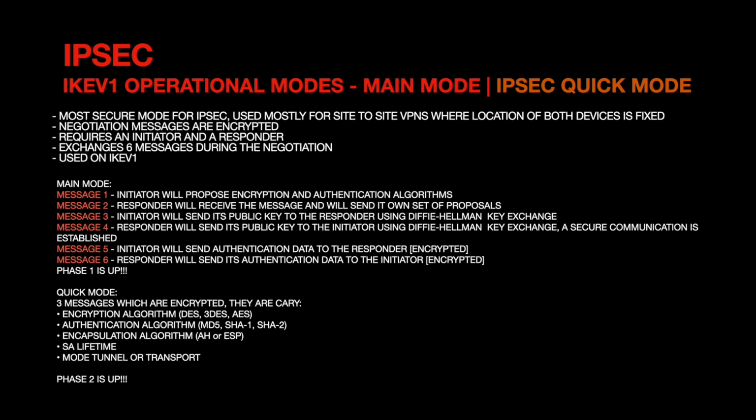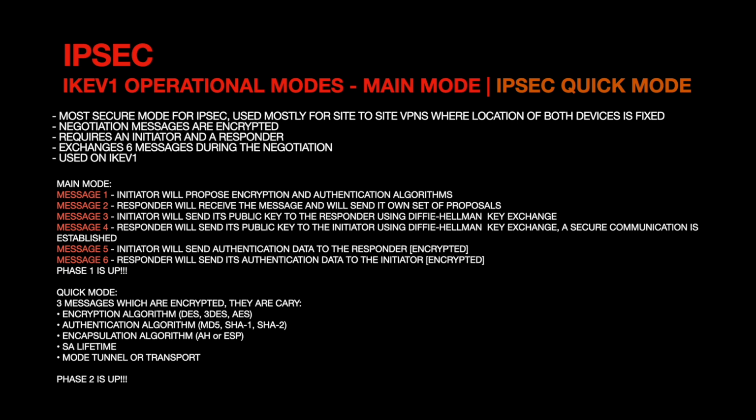In message 3, the initiator will send its public key to the responder using Diffie-Hellman key exchange. And in the fourth message, the responder will send its public key to the initiator using Diffie-Hellman key exchange. We'll talk about how this whole process works in more detail in the next slides. Messages 5 and 6 are encrypted. In the fifth message, the initiator will send the authentication data to the responder, and in the sixth message, the responder will send its authentication data to the initiator. And at this point, phase 1 of the IPsec is up.